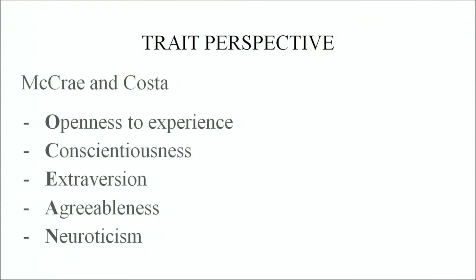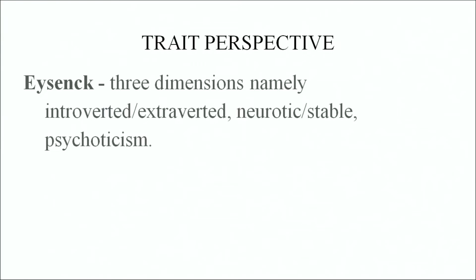Then one major proponent of the trait perspective was McCrae and Costa. You can understand the traits that they have identified through the acronym OCEAN: openness to experience, conscientiousness, extraversion, agreeableness, and neuroticism. Another theorist who talked about the trait perspective and who gave a theory of understanding of traits was Eysenck. He gave 3 dimensions, which were introversion or extraversion, neurotic or stable, and psychoticism.